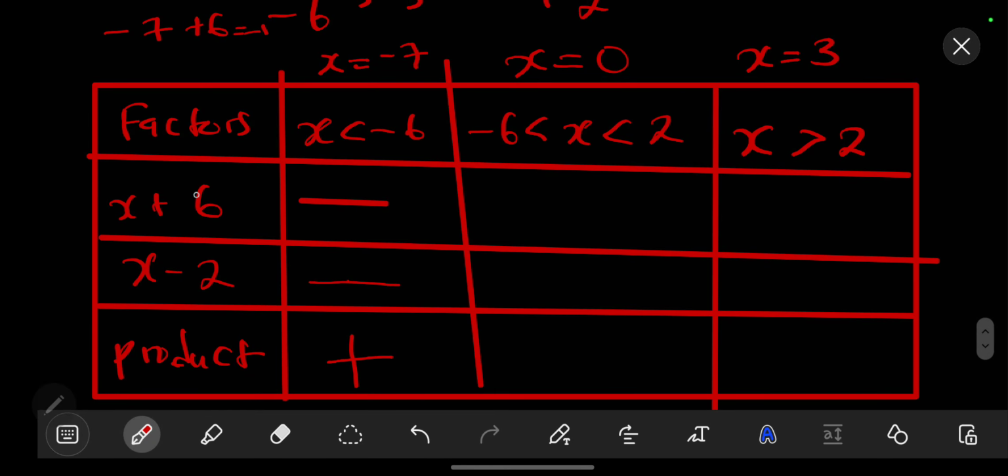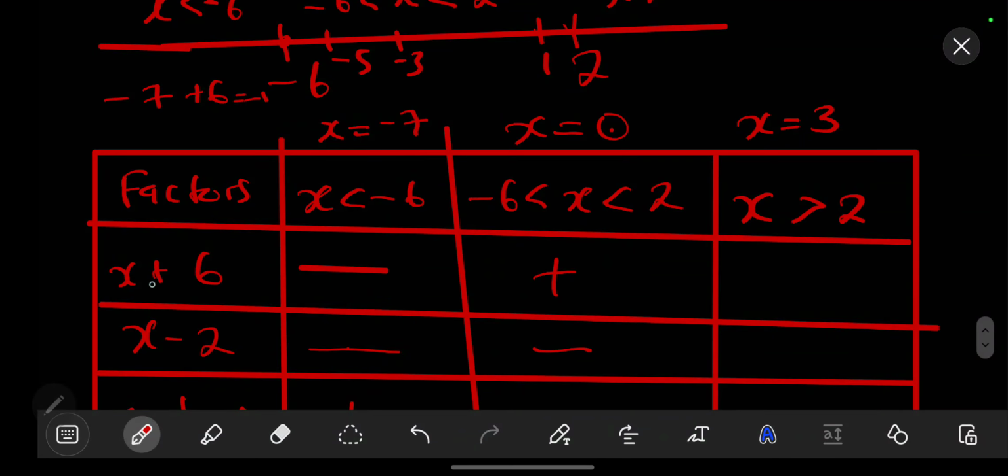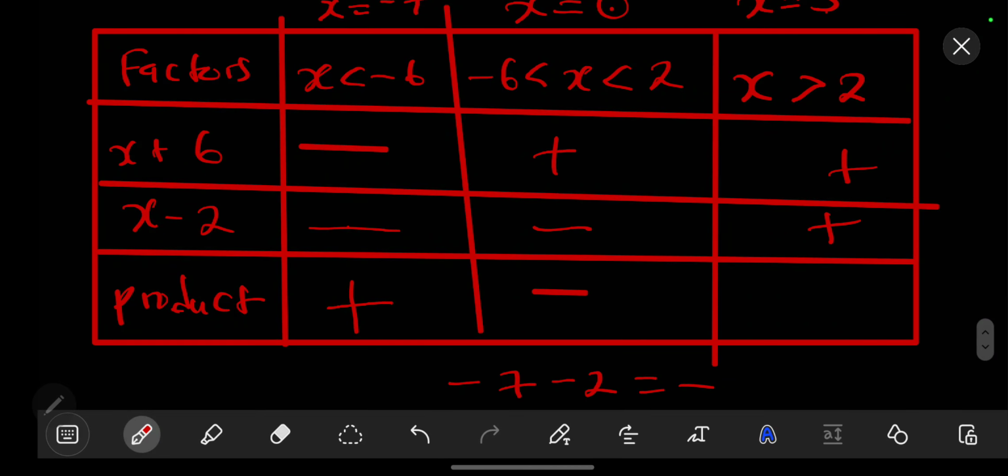When we put 0 here, 0 plus 6, it will be a positive. 0 here, 0 minus 2, it will be a -2, so it will be negative. Then positive times negative will give us a negative. Then last but not the least, if we put a 3 here, it will be 3 plus 6, which is 9, a positive. If we put 3 here, it will be 3 minus 2, which is +1, so we put a positive.